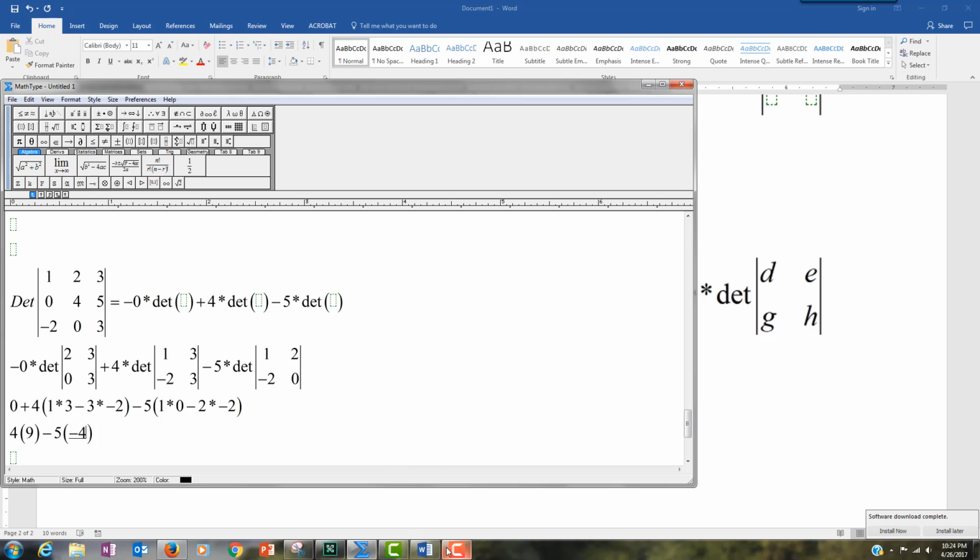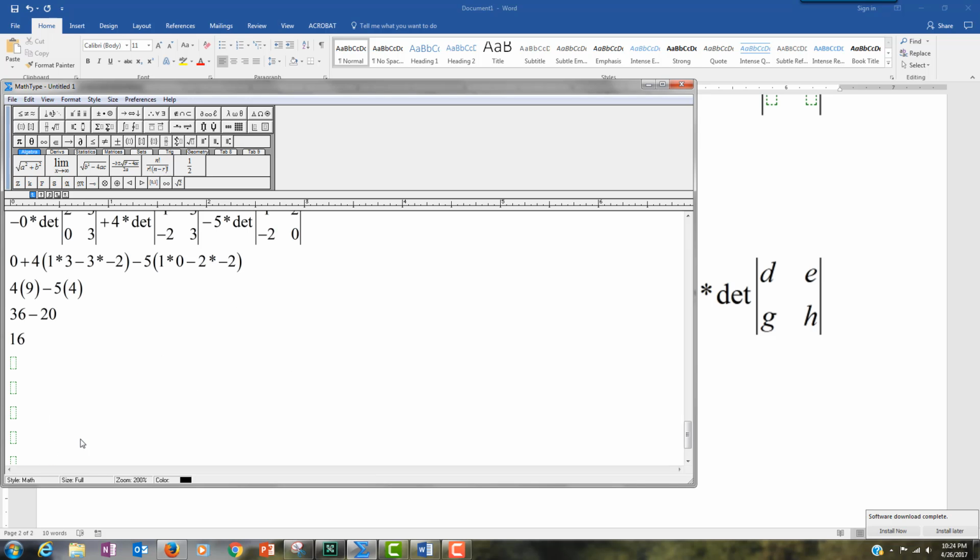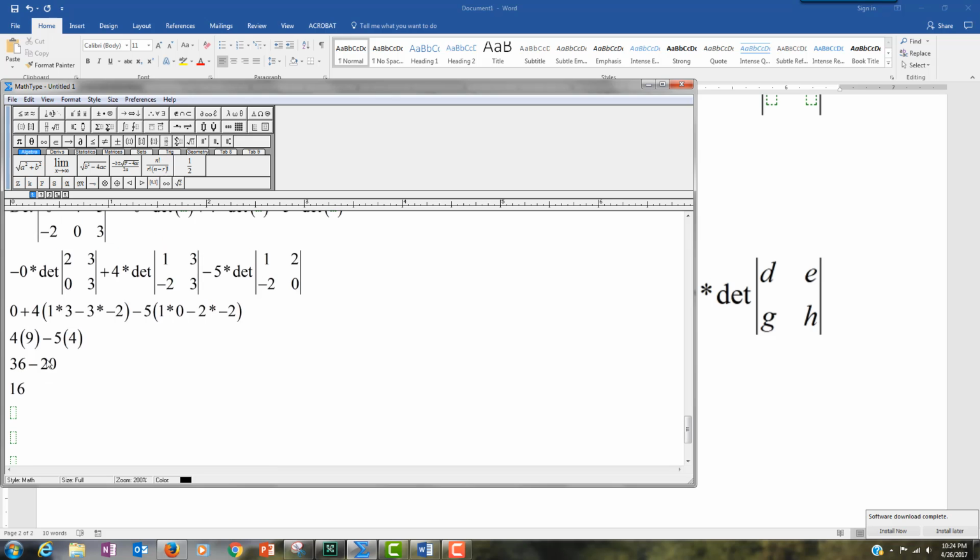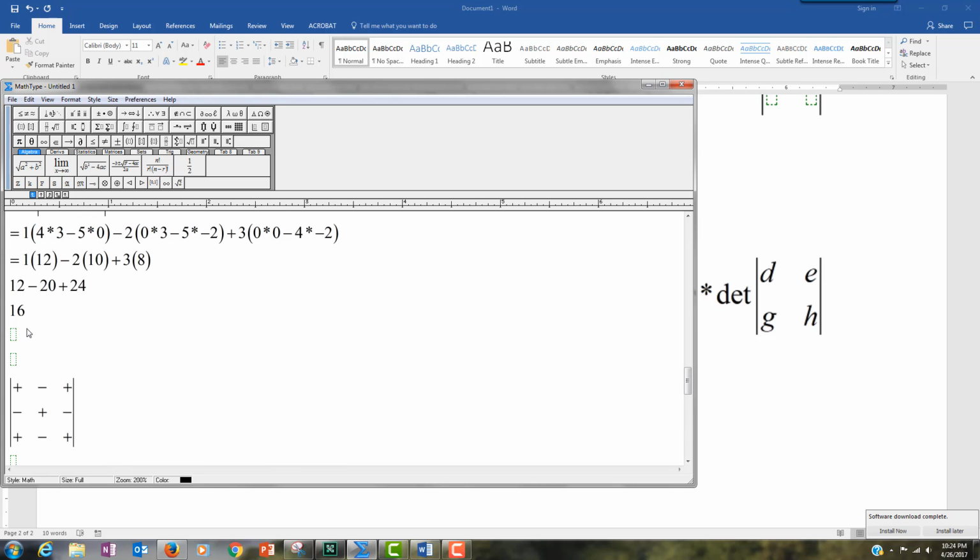Okay, sorry, caught my mistake here. When I multiply a negative 2 times a negative 2, I actually get a positive 4. So it's 5 times, subtract 5 times 4. So we get 36 minus 20, and I get the same 16 that we got earlier. All right, the same number up here. Okay.